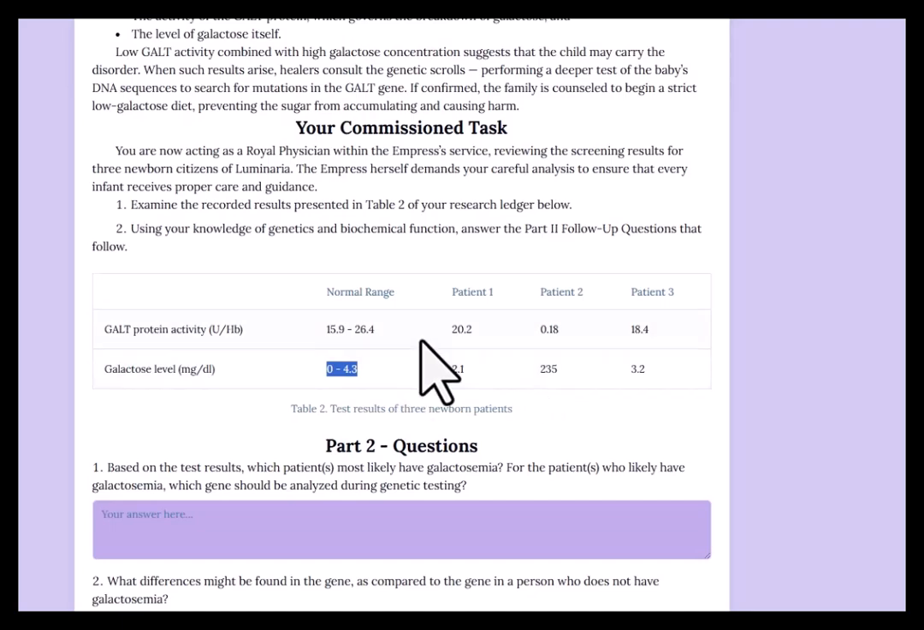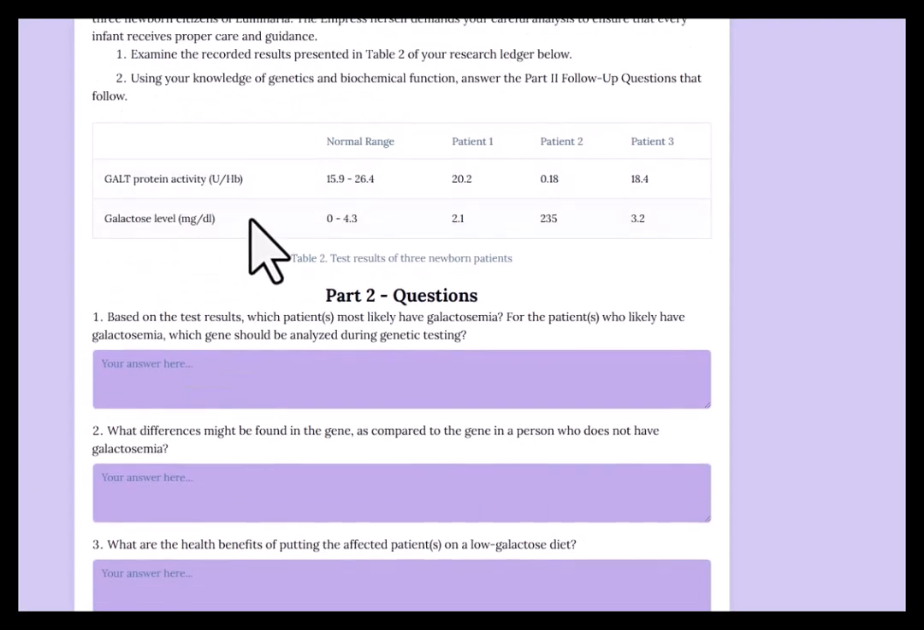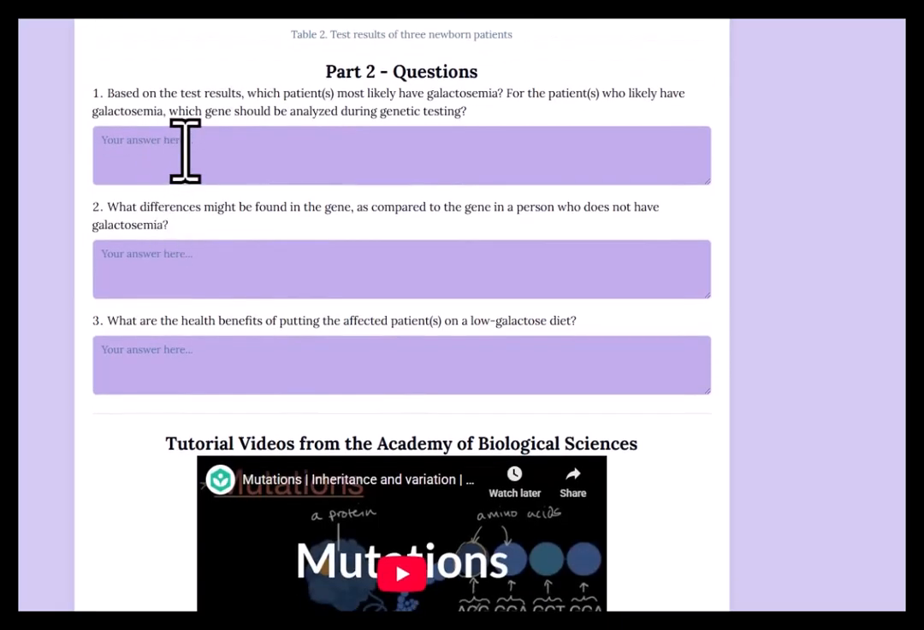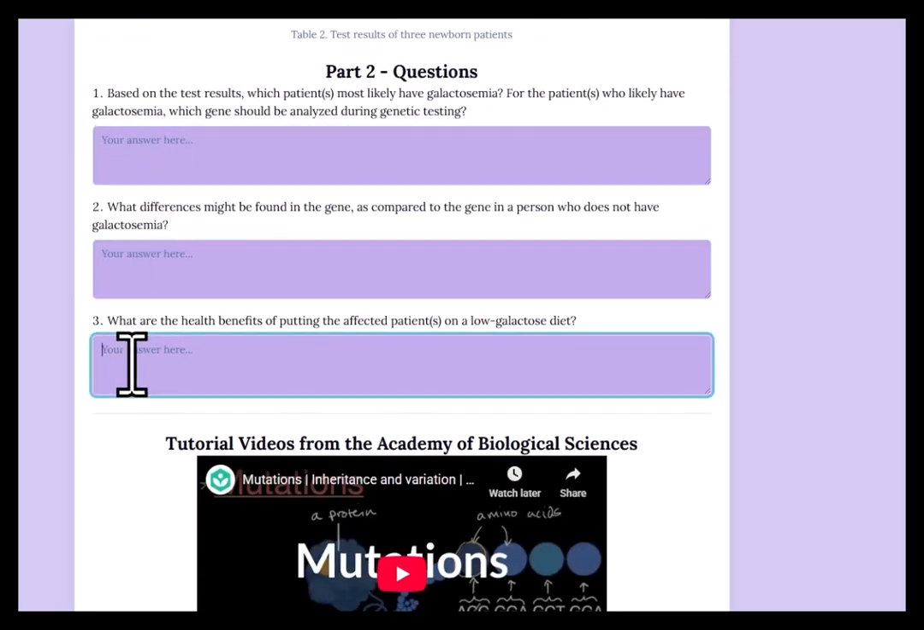Now look at the other 2 patients. Which of these is off? Which of these patients is not in the normal range? And what do you think that means? So based on these, you can answer your questions here.